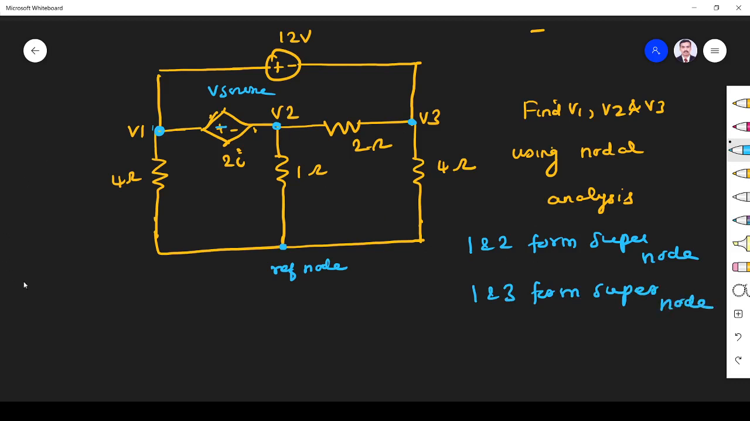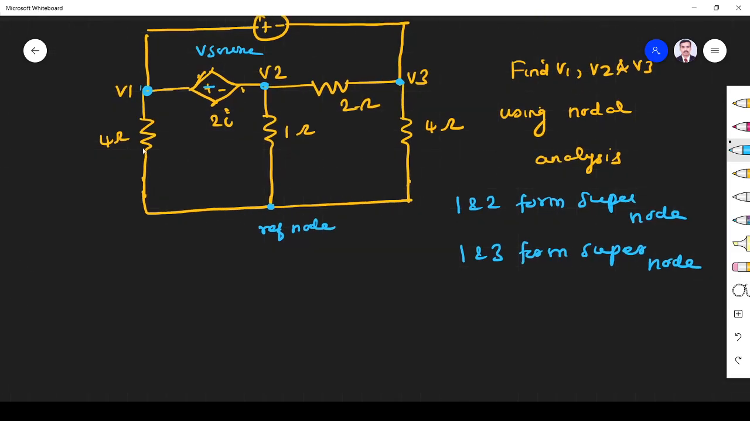V2 is a non-supernode, so first we apply our equation for V2. V2 is non-supernode, so we can directly apply our equation. So here at node 2, it is V2 by 1, then V2 minus V3 by 2. Fine. Okay, so sorry.